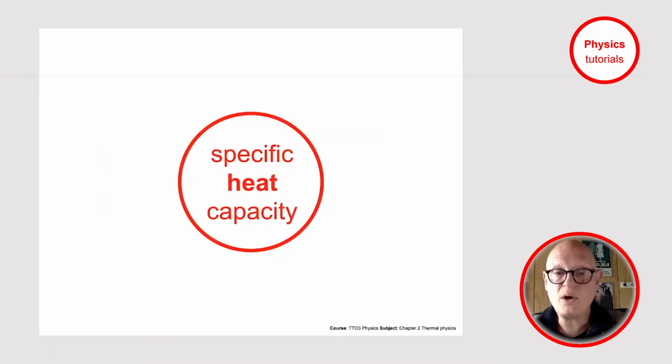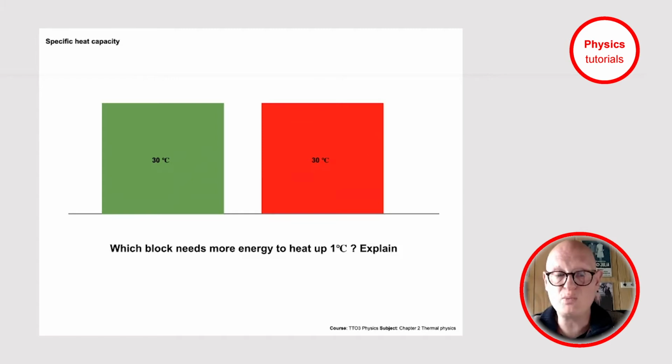In this video, I will explain the specific heat capacity. I will start with the question. Here we see two blocks. They both have a temperature of 30 degrees Celsius, but they are not made out of the same material. Now try to answer the following question. Which block needs more energy to heat up 1 degree Celsius?